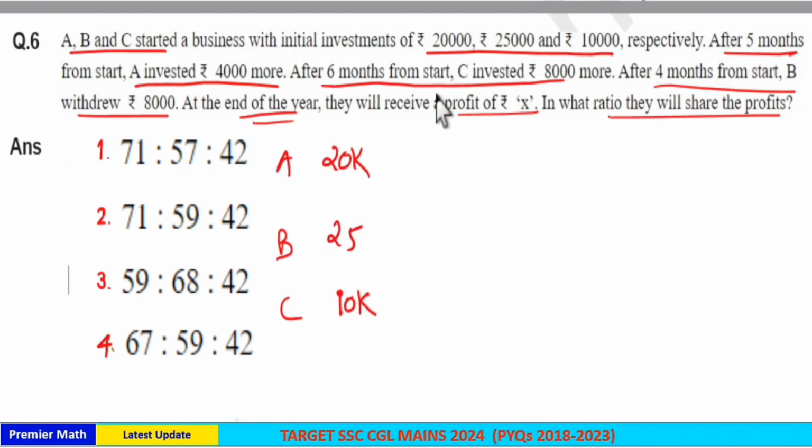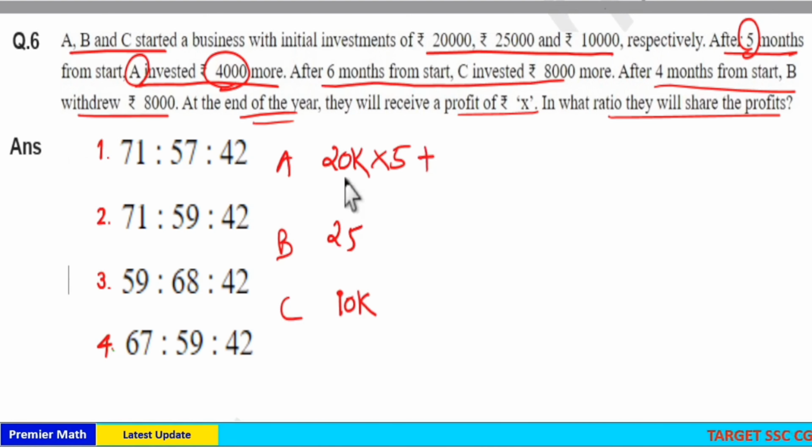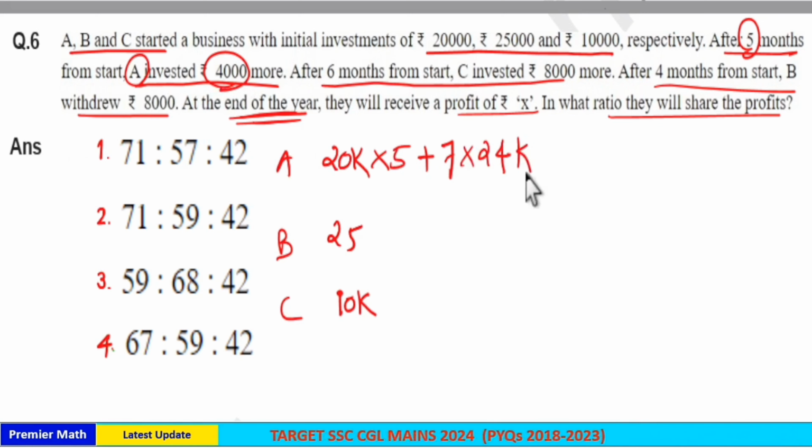Now take the investment ratio here. After 5 months from start, A invested 4,000 more. So till 5 months, A invested 20,000. Then, as profit is calculated at the end of the year, the remaining is 12 minus 5, that is 7 months. For the remaining 7 months, he invested 4,000 more. So 20 plus 4, 24,000 he invested for the remaining 7 months.